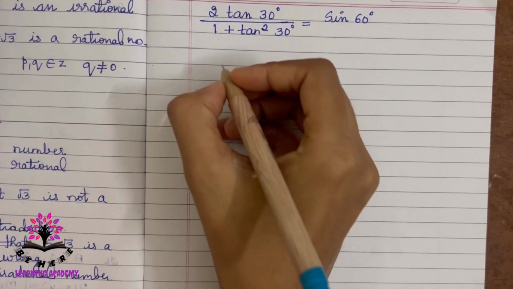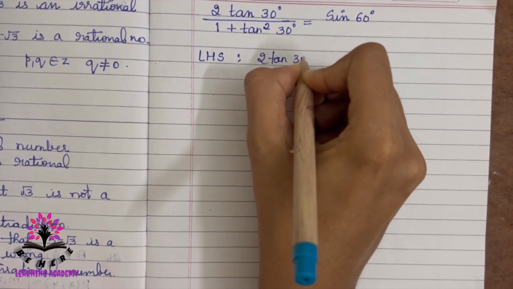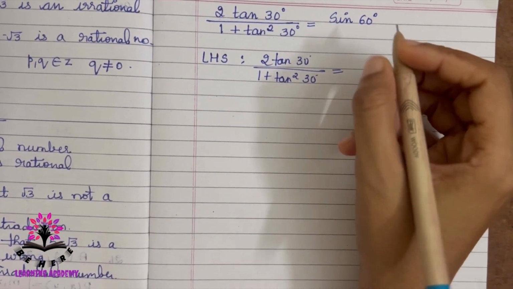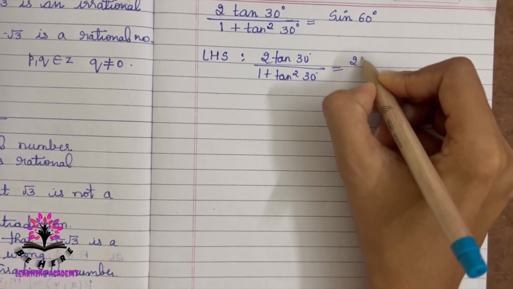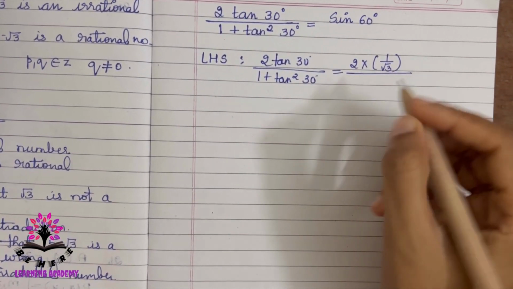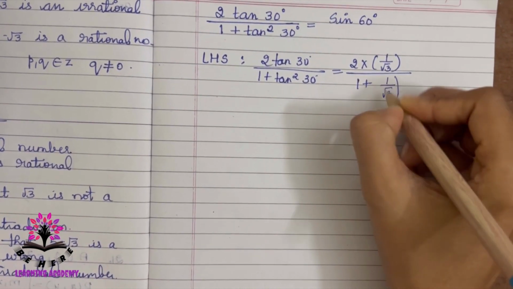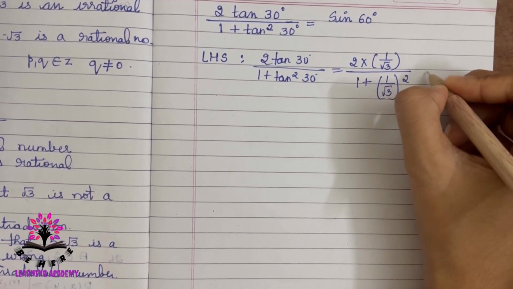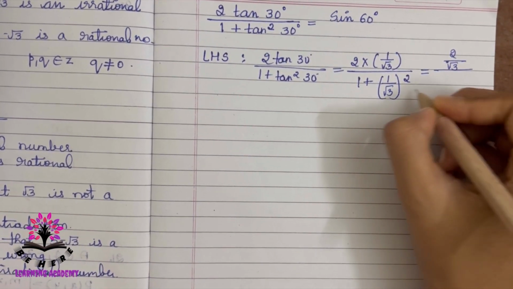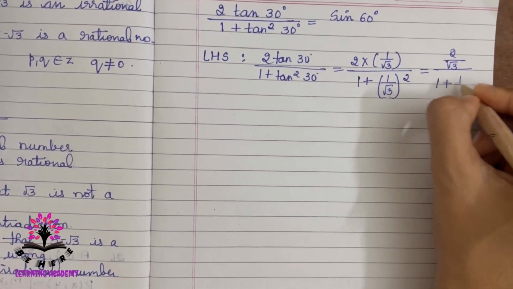Even for this question, first let me consider the left hand side. 2 tan 30 degree divided by 1 plus tan square 30 degree. That is nothing but, I'll put the values directly here. 2 multiplied by tan 30, which is 1 by root 3, divided by 1 plus tan square 30. So 1 by root 3 whole square. So that will be equal to, this is 2 by root 3. Here 1 plus, so this becomes 1 by 3.